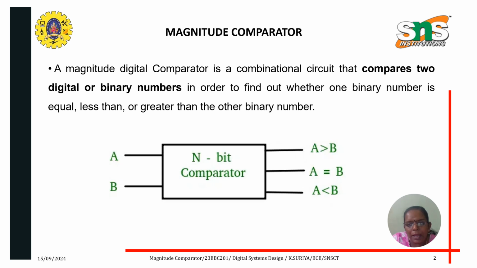If all the bits are equal, the circuit generates an A equal to B output, indicating that the two numbers are equal. There are different ways to implement a magnitude comparator, such as using a combination of XOR and OR gates, or by using a cascaded arrangement of full adders. The choice of implementation depends on factors such as speed, complexity, and power consumption. So this is the block diagram of a comparator where you have two inputs A and B and three outputs A greater than B, A equal to B, and A less than B.